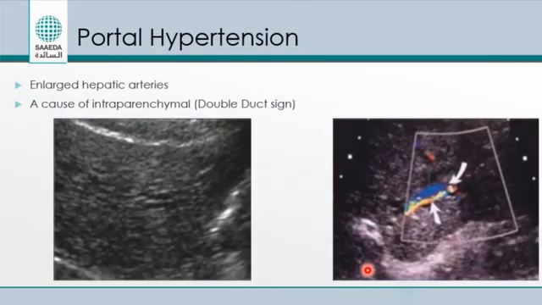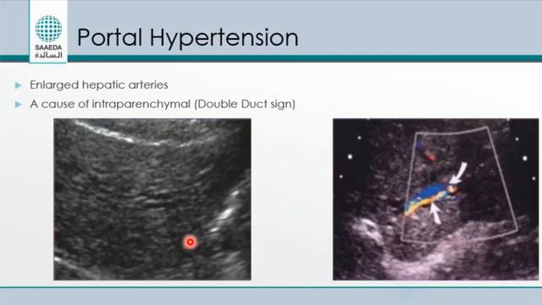In portal hypertension, as we said, there is a compensatory increase in the hepatic artery flow, and this will result in what's called double duct sign. You'll see here that in some areas of the liver there are double ducts, two anechoic structures, and usually when this happens, it's due to biliary duct dilatation plus the portal vein in cases of biliary obstruction. However, it can be seen in other conditions like portal hypertension.